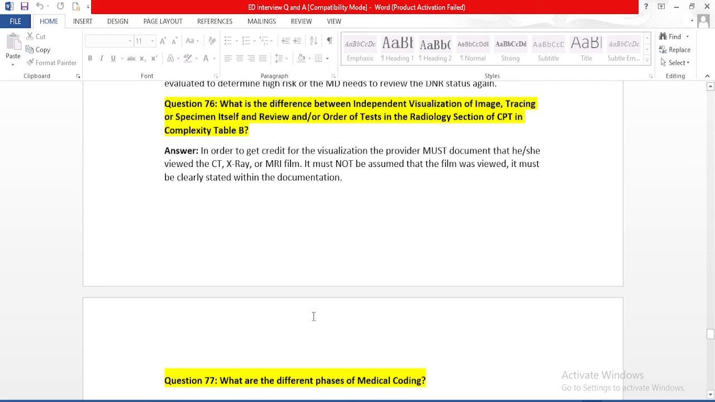Next question. What is the difference between independent visualization of image, tracing or specimen itself, and review and or order of test in the radiology section of CPT in complexity table B? In order to get credit for the visualization, the provider must document that he or she viewed the CT, X-ray or MRI film. It must not be assumed that the film was viewed. It must be clearly stated within the documentation in order to take it as a point while coding E&M.